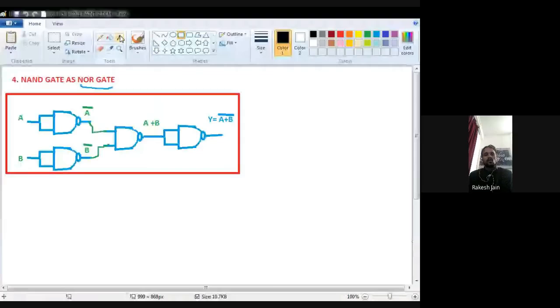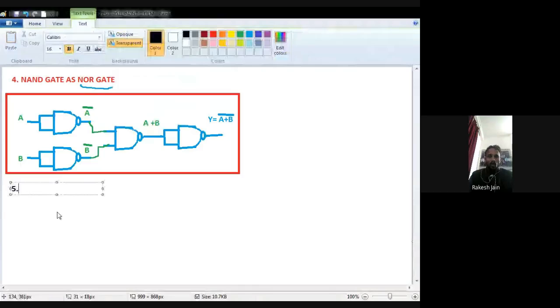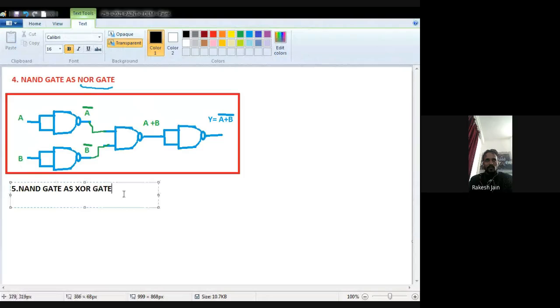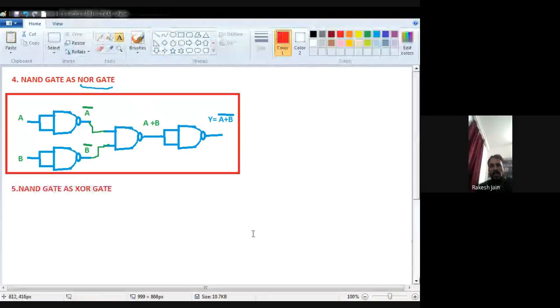Okay. Now we see a very interesting XOR case. So the fifth one is NAND gate as a XOR gate. See very carefully, NAND gate as XOR gate. This is a typical one compared with all of these. So see very carefully.